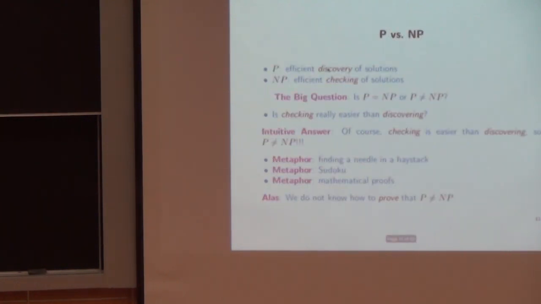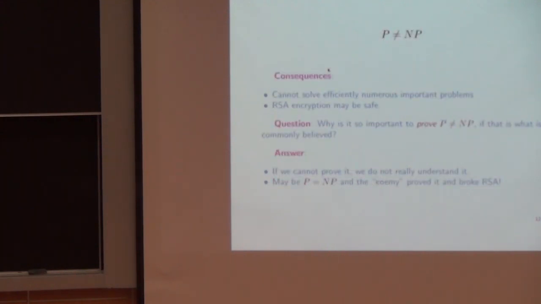Now, we can imagine a world in which P is different than NP. What's the consequence of this? The consequence is that many problems have no efficient solutions. But it may also mean that RSA encryption is probably safe, because RSA encryption depends on the hardness of a problem. We assume that certain problems are hard. So it's kind of bittersweet news, right? We have problems that are hard, but we can use the hardness, for example, for encryption. Why is it so important to prove that P is different than NP?